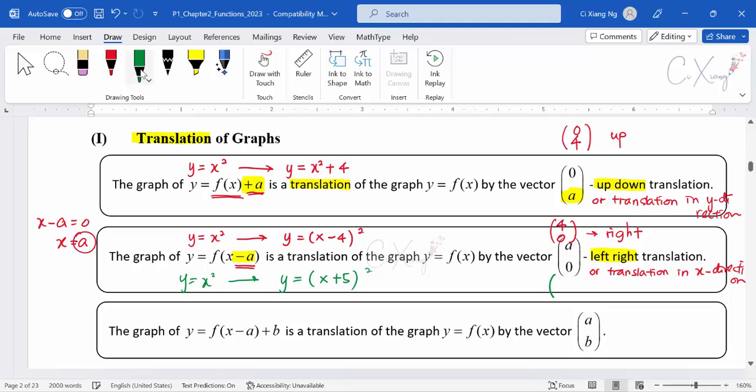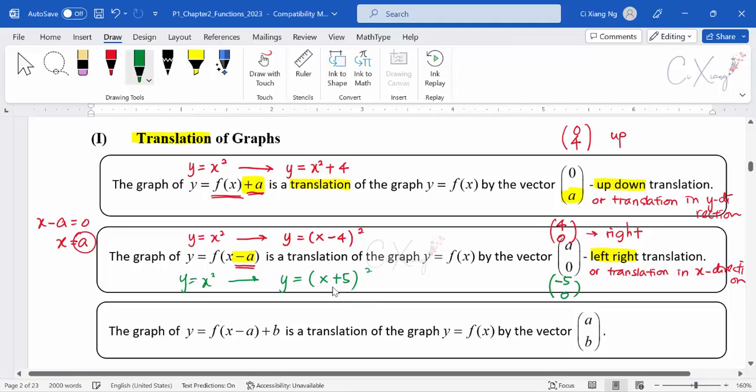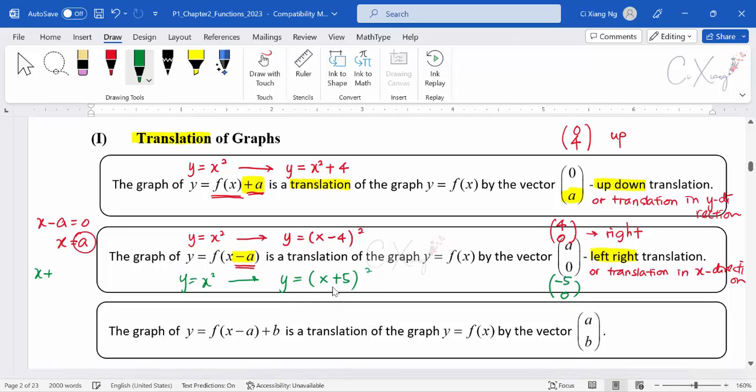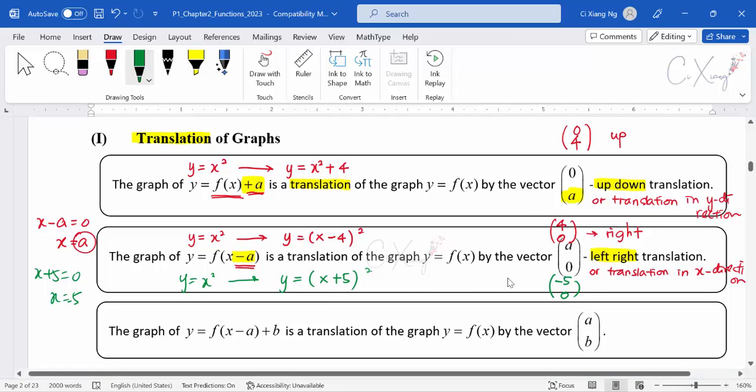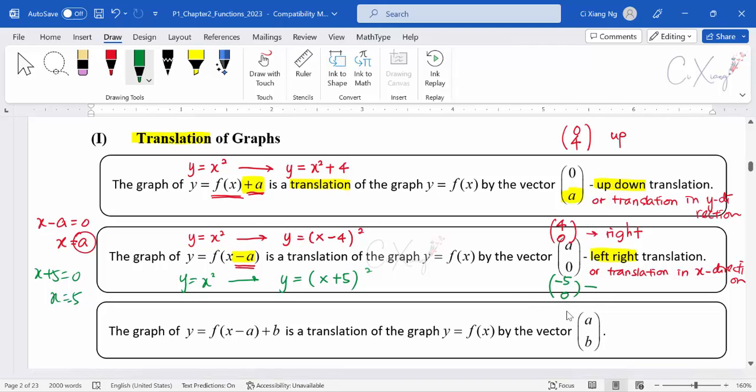When you want to write in the vector form, then it will be (negative 5, 0). So please take note, this is plus 5 inside the basic function. When you want to move it out, it will become x equals negative 5. Therefore, in the vector part here, the x value will be (negative 5, 0). So when you're seeing negative 5, it means what? It means that you are moving your graph 5 units to the left.